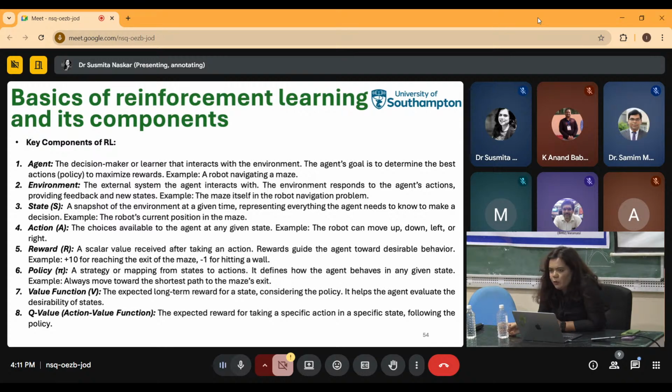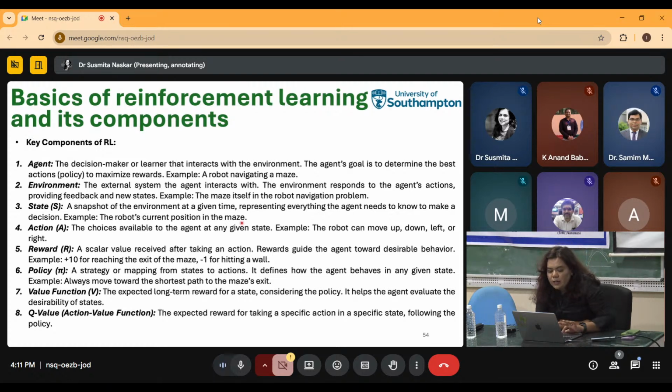Yes, external surroundings, right? From where the agent is learning, when the agent is reacting, it provides feedback, giving new states based on the agent's action. Example, in a maze scenario, the maze itself, with its paths and walls, is the environment. Now, what is the state? State is a snapshot of the environment at a given point of time, and it contains all the information the agent needs to make certain decisions.